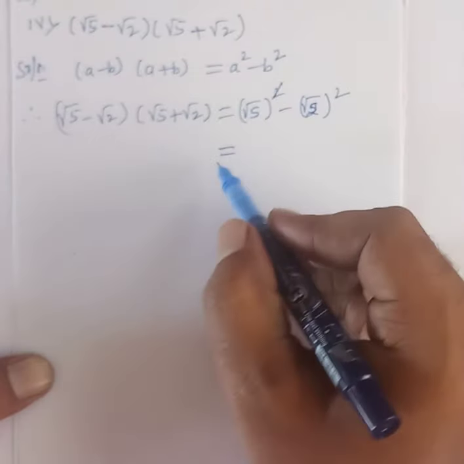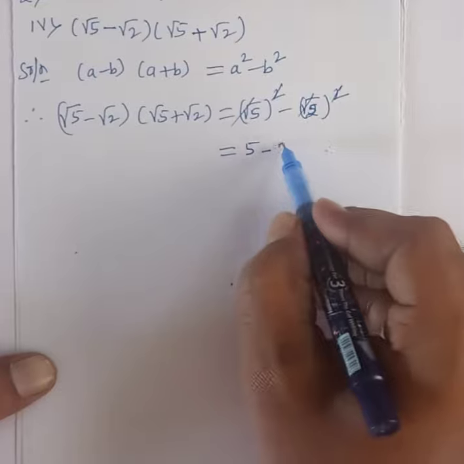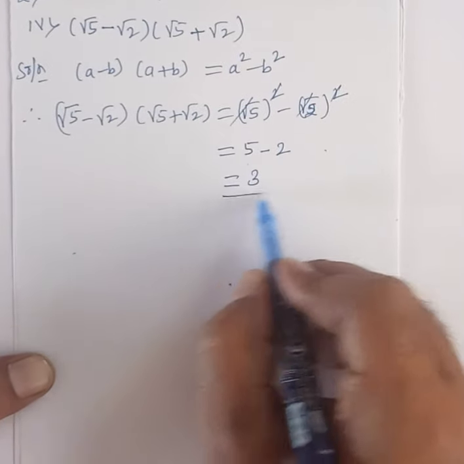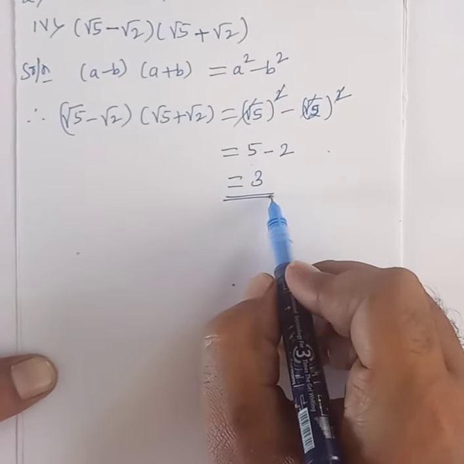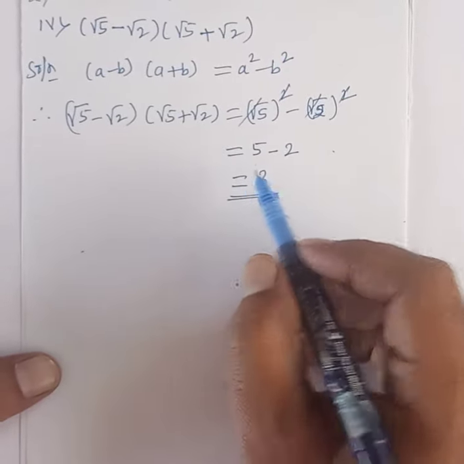That is equal to, this square and this square root will get cancelled. What will be remaining? 5 minus 2, that is equal to 3. 3 is the simplest form of this question.